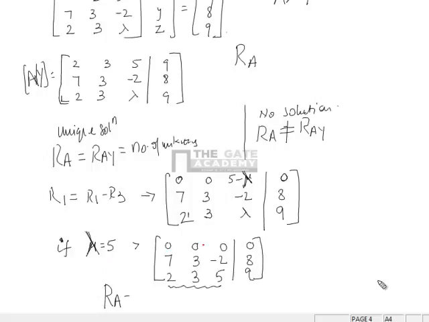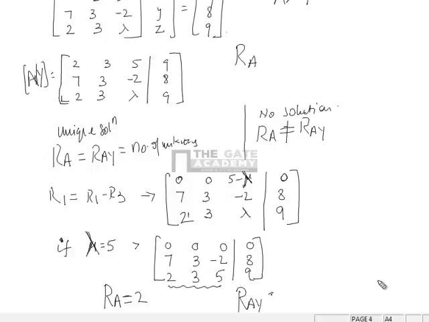A contains a row full of zeros, so rank of A cannot be 3. If I see this 2 cross 2 determinant within A, which has non-zero determinant, so rank of A is 2. Correct?